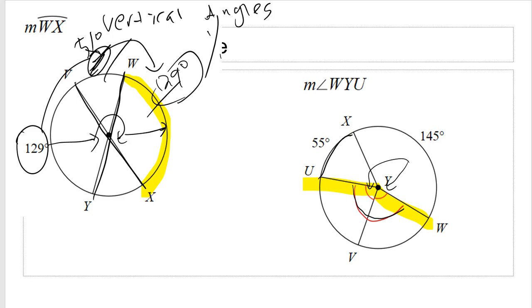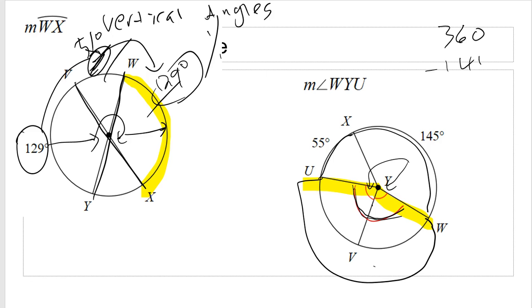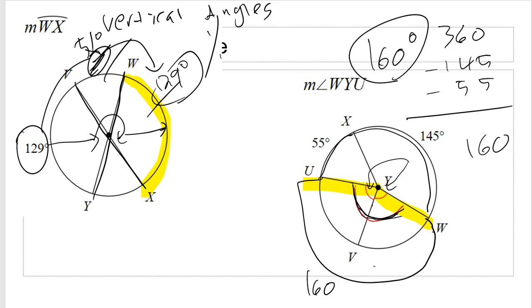Look right here. I know that this is 55 and that's 145. I need to know the measurement of this arc right here, and then that'll tell me my answer, because my answer is this whole big angle. If I take 360, which is the total, and subtract 145 and 55, I get the huge arc left over. So 360 minus 145 minus 55 is 160. That means my whole big angle is 160, which means the angle I'm looking for, WVU, is also 160. So that's one way to do it.